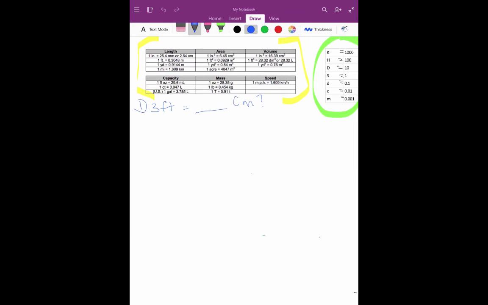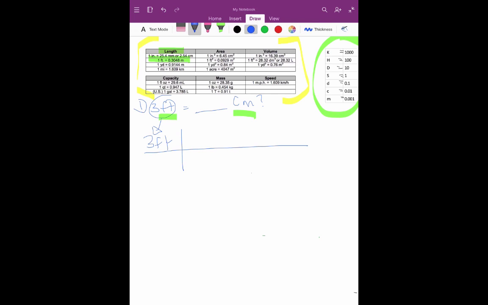Let's try another. 3 feet equals how many centimeters? The first thing we need to do is set up our beautiful T-chart. We're going to take what we want to convert and we're going to put it in the upper left-hand corner. 3 feet goes here. The next thing that we need to do is look at our handy dandy reference chart. We know that feet is a unit of length and we want to convert it to centimeters. So we're going from feet to centimeters. In our length chart up here, we've got this one right here. 1 foot equals 0.3048 meters.